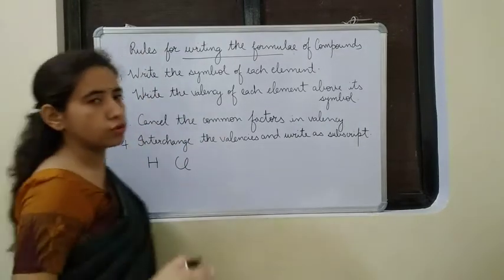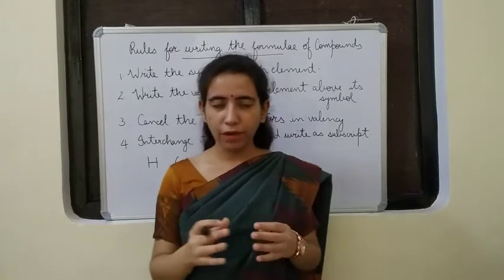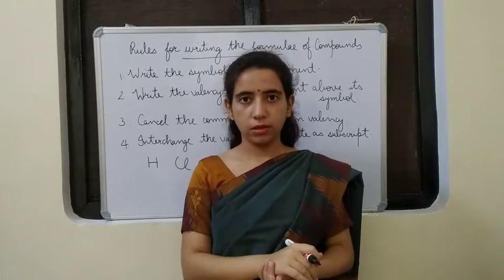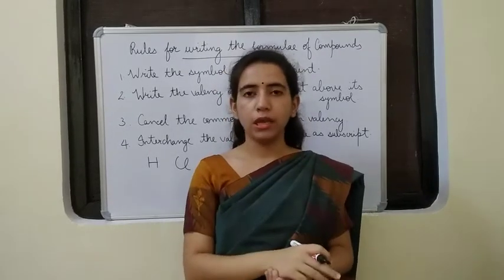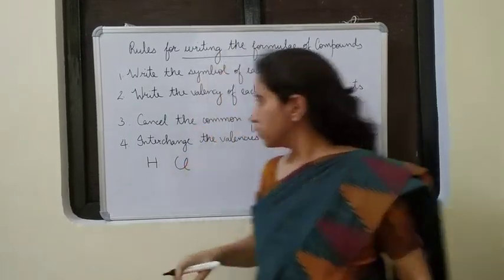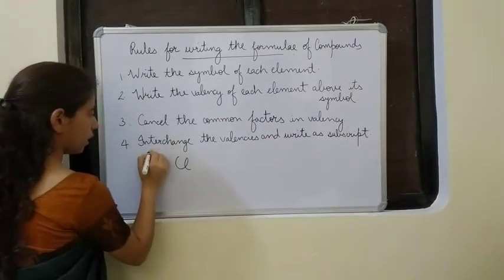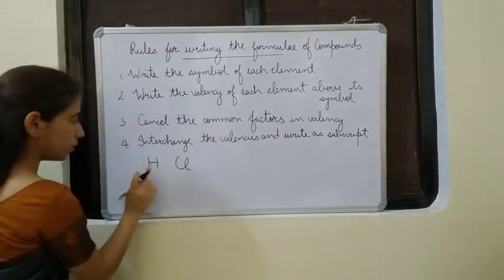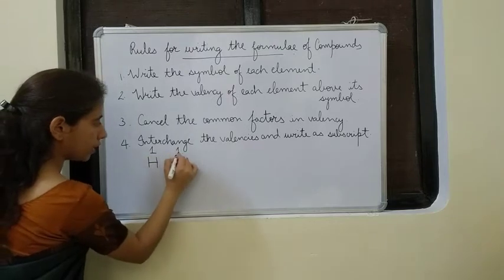Then write the valency of each element above its symbol. For this point you should learn the valencies. See children, valency is a very broad term. You have only understood it from the surface. So it's better for you to learn a few valencies of the compounds, and in detail you will study in the higher sections. So valency you should know, like I know the valency of hydrogen is 1 and Cl is also 1. So write the valency of each element above its symbol. For hydrogen I am going to write here 1 and for chlorine I am going to write here 1.